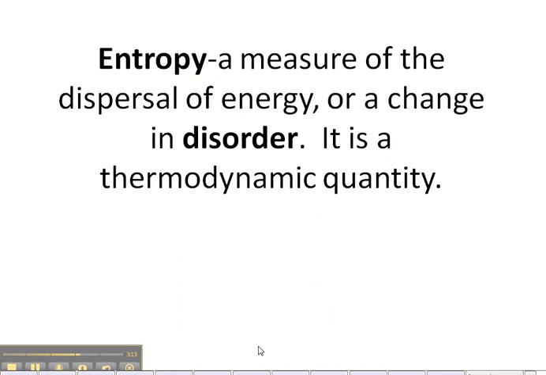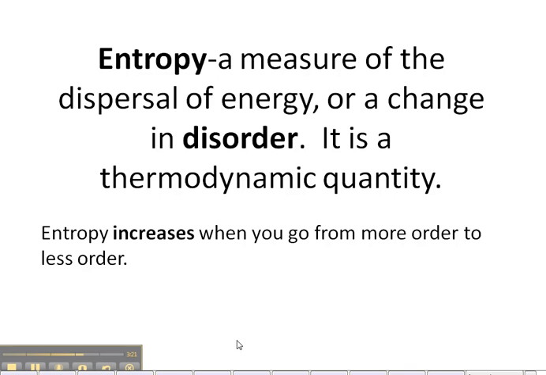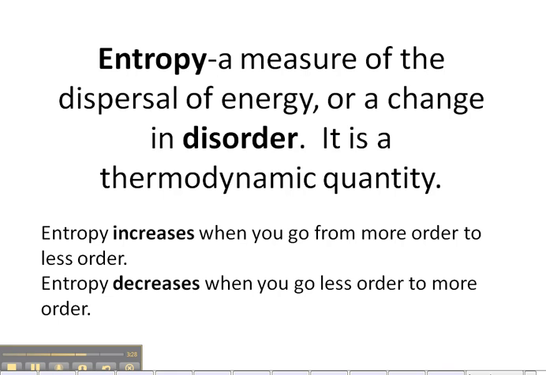Okay, entropy is a measure of the dispersal of energy or a change in disorder. It's a thermodynamic quantity. Entropy increases when you go from more order to less order. Entropy decreases when you go from less order to more order. So here's some examples of entropy.